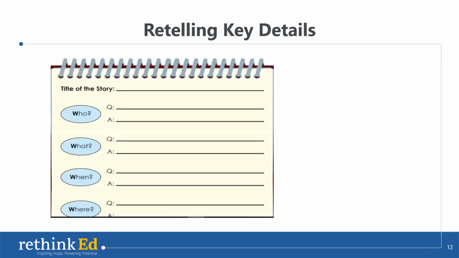You could also do a recording like a reporter, so your child could practice interviewing a character. Who is the character? What is the story about? When did the story happen? And where did it happen? You can also vary these questions and use them in different ways too.